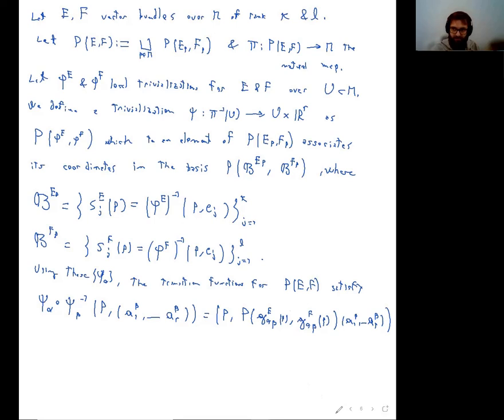So, examples. Example: so, many examples. Let's start with the basic one, direct sum. Then this new trivialization is nothing but the sum of these trivializations. You have the first one of dimension k, the second one of dimension l. Just put them together and you have something of dimension k plus l. And that's your r.